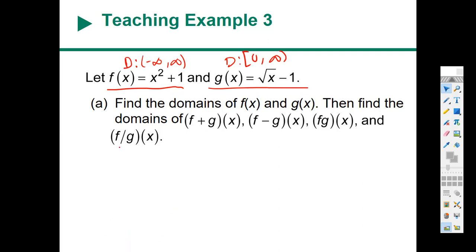So the first thing it wants us to do is add them together and then talk about what it looks like. So f plus g. What does that give us? x squared plus 1 plus the square root of x minus 1. Okay, so we simplify that. And what do we get? Hold on, let me do the math. x squared plus square root of x minus.